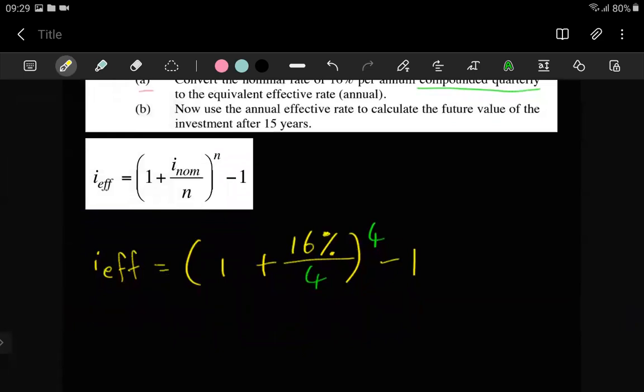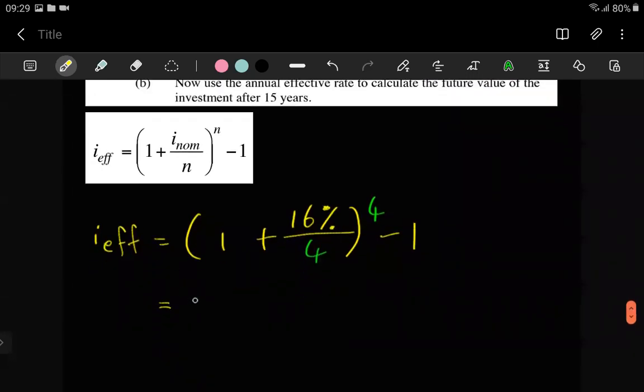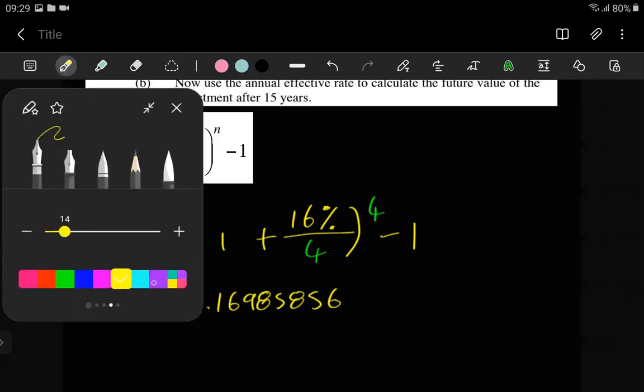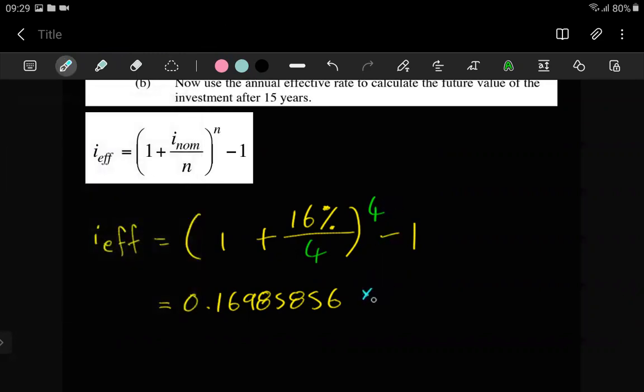So what does this give us in the calculator? It gives us 0.16985856. Okay, perfect. And then we multiply this by 100, and it's going to give us 16.99.